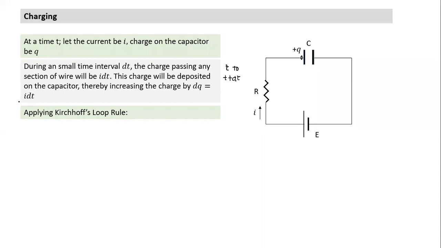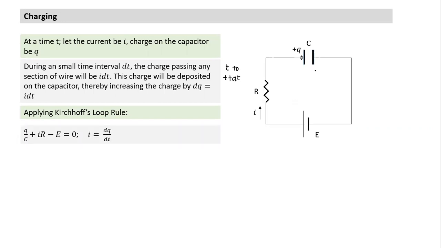So basically, how quickly the charge increases depends on the current. If the current is large, it means the charge is getting deposited on the capacitor at a fast rate. If the current is low, the rate of deposition of charge on the capacitor will be lower. In this case, at any instant, the Kirchhoff loop rule is valid. So we apply the Kirchhoff loop rule here.